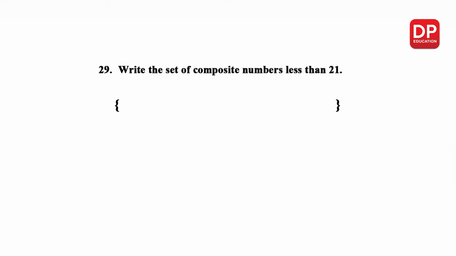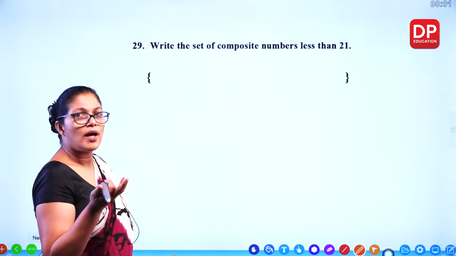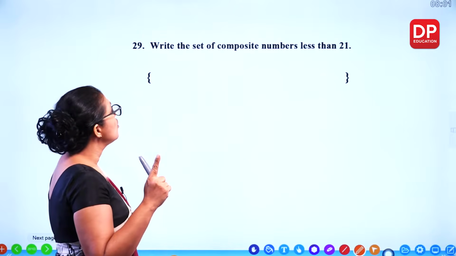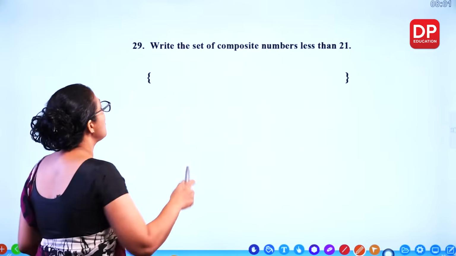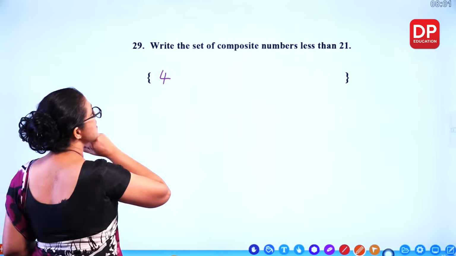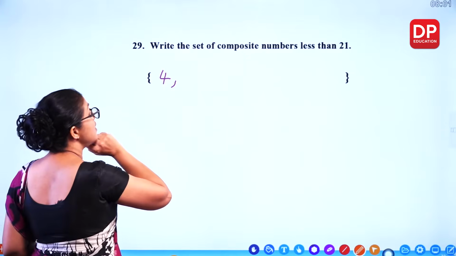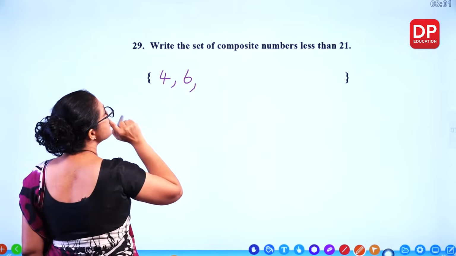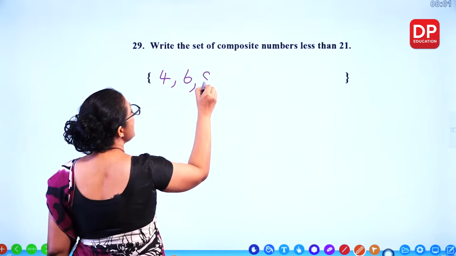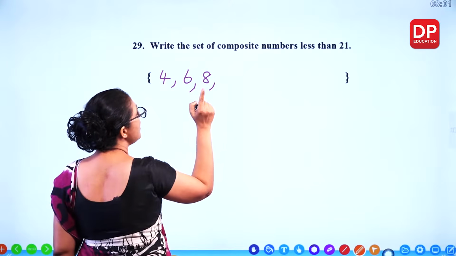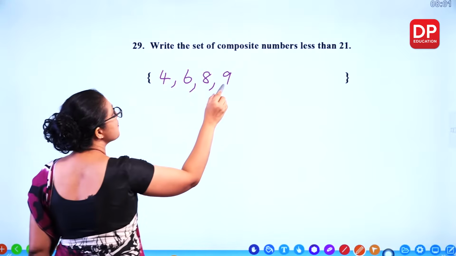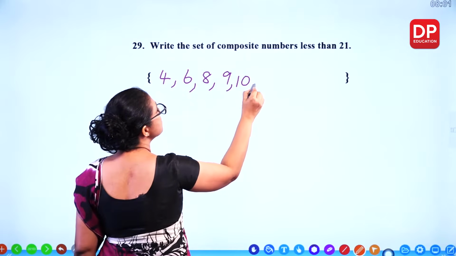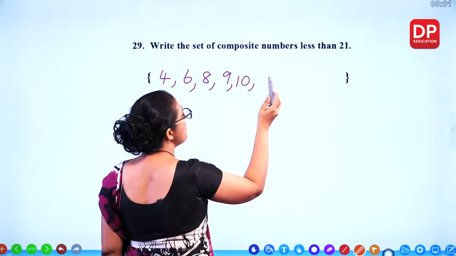Write the set of composite numbers less than 21. So not prime numbers. So 1 you can't take. 1 has just 1 factor. 2 is prime, 3 is prime, 4 is a composite number. 5 is a prime number. 6 is a composite number. 7 is prime. 8 is composite. 9, composite. 10 composite, 11 is a prime number.